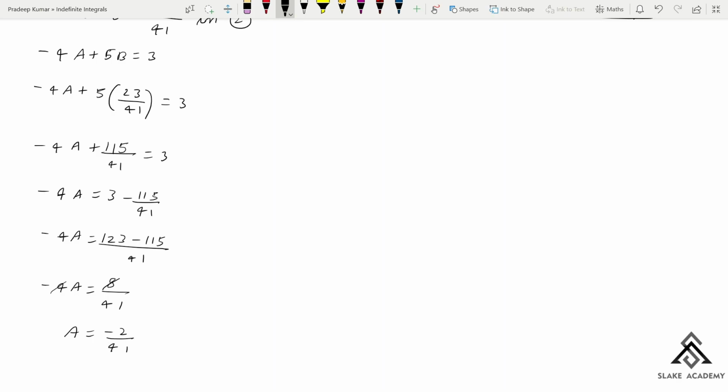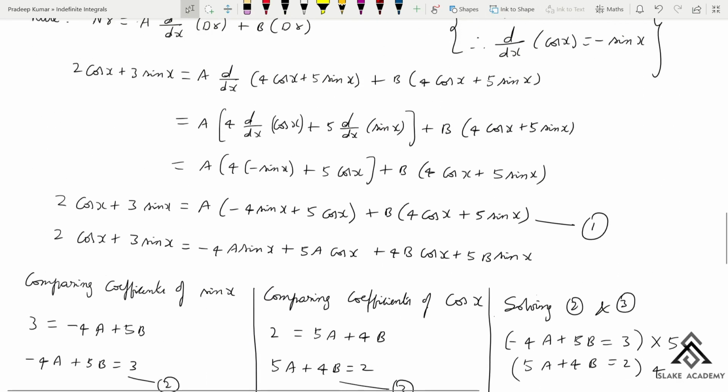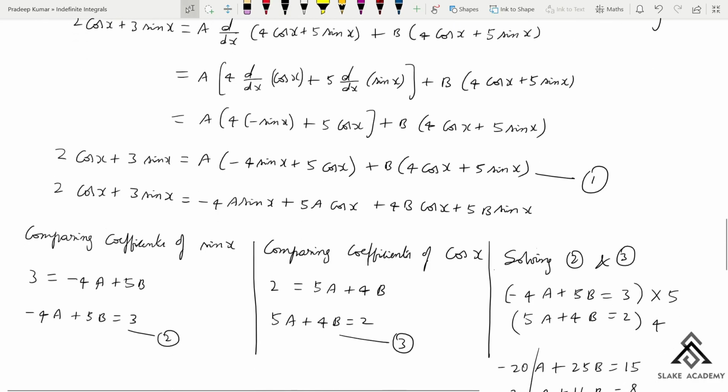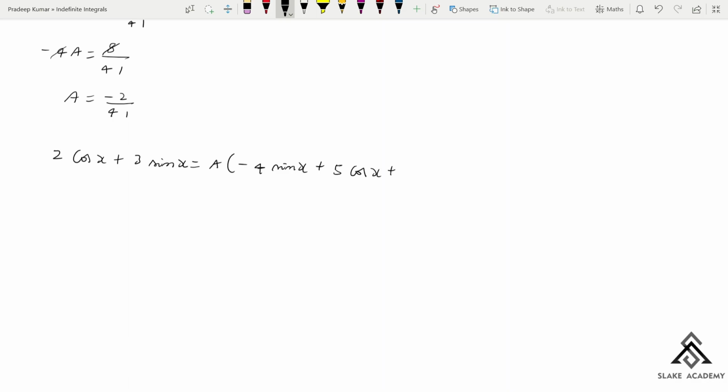Alright, so finally we got the a value as minus 2 by 41, and the b value which we got is 23 by 41. Okay, both of these a and b values we will substitute in equation number 1, and try to solve this question further. So before that, first I'll write equation number 1, that is 2 cos x plus 3 sin x equal to a into minus 4 sin x plus 5 cos x plus b into 4 cos x plus 5 sin x.